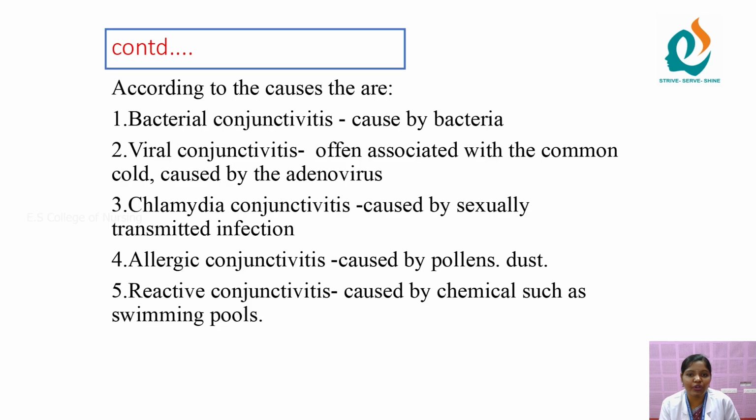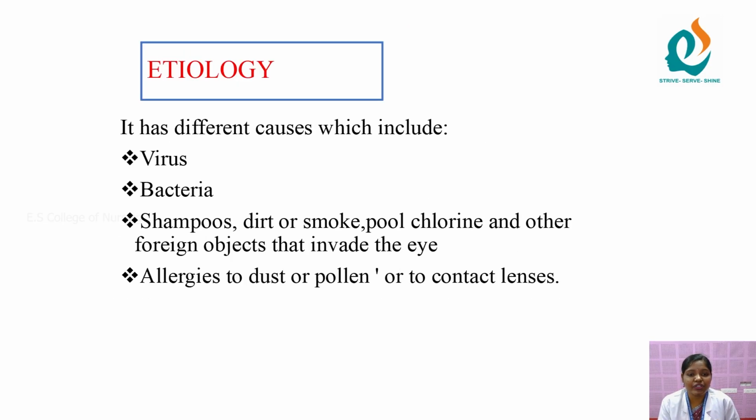Next we move on to the causes. Bacterial conjunctivitis is caused by bacteria. Viral conjunctivitis, like the common cold, is caused by adenovirus. Chlamydial conjunctivitis is caused by sexually transmitted infections. Allergic conjunctivitis is caused by pollen and dust. Reactive conjunctivitis is caused by chemicals such as those in swimming pools. It has different causes, which include virus, bacteria, shampoos, dirt or smoke, chlorine and other foreign objects that invade the eye, and allergy to dust, pollen or contact lenses.